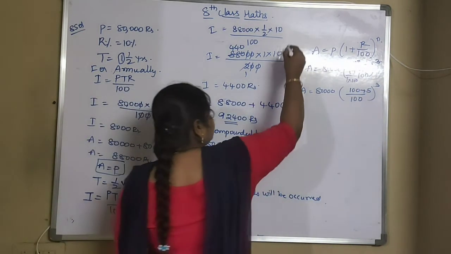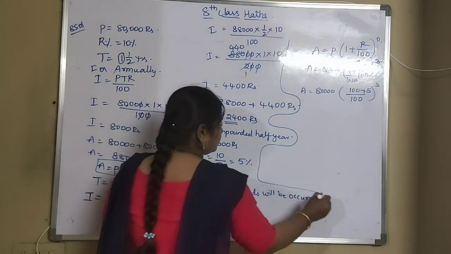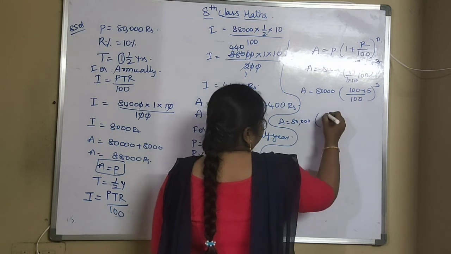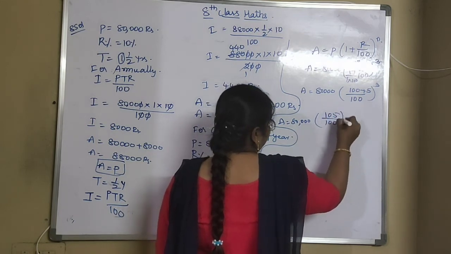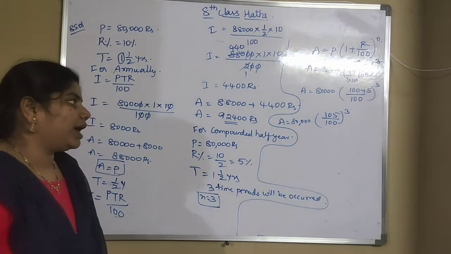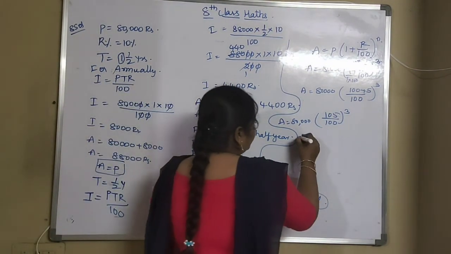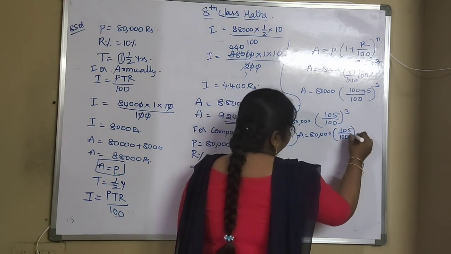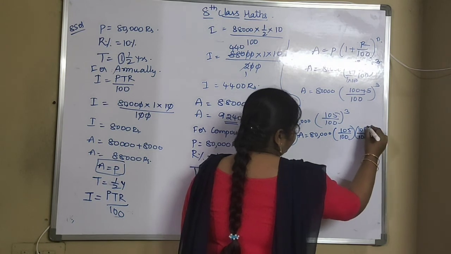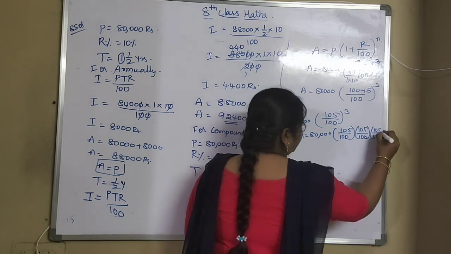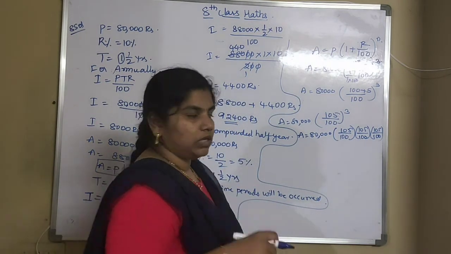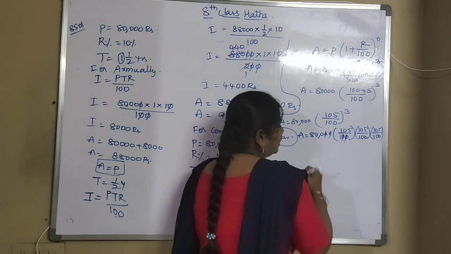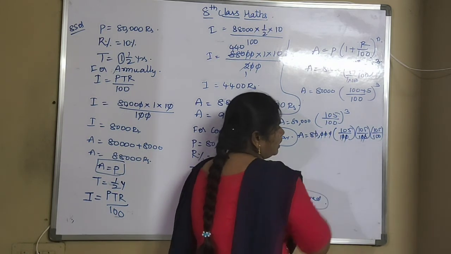Okay, now A is equal to 80,000 into 105 by 100 to the power of 3. So this 105 by 100 we have to multiply 3 times. So A is equal to 80,000 into 105 by 100 into 105 by 100 and again 105 by 100. We are having power 3, so I am writing 3 times. I am multiplying 3 times. So 0, 0, 0, 0 will get cancelled. 0, 0, 0, 0 will get cancelled.